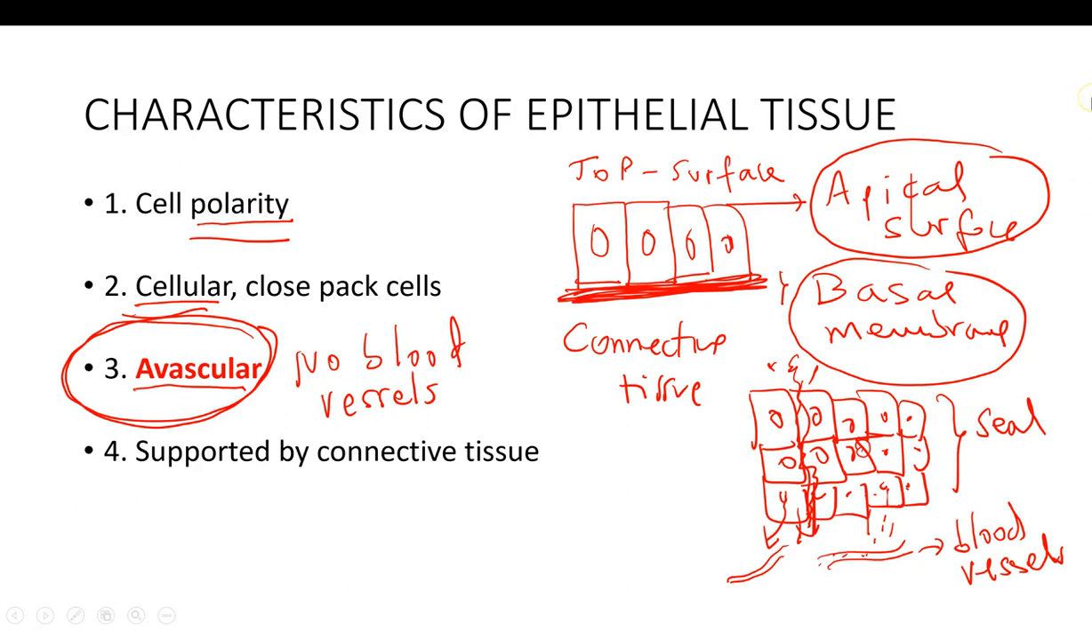At the same time, because there are no blood vessels in epithelial tissue, it is dependent on connective tissue for support. So the connective tissue underneath is going to provide the nutrients and oxygen needed. Connective tissue does have blood vessels, and it's going to remove waste. So connective tissue is always found underneath epithelial tissue because it provides support to the avascular epithelial tissue above.